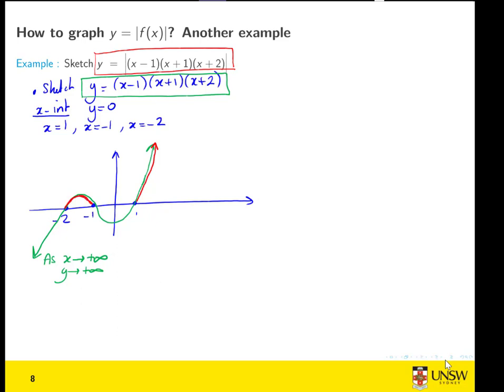Absolute value of some positive numbers, you're doing nothing. Now here, you have some negative numbers, and when you take the absolute value of a negative number, the result you get will be the corresponding positive one. So this is going to be reflected in the x-axis. So now your red curve is y equal to the absolute value of the cubic, whereas the green one is the same but without the absolute value.